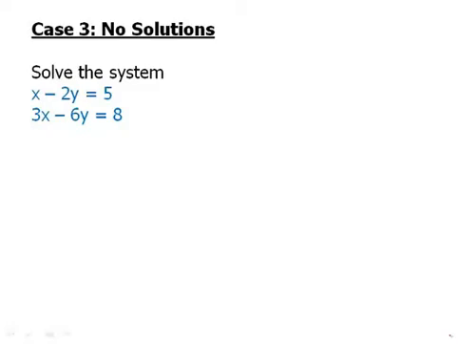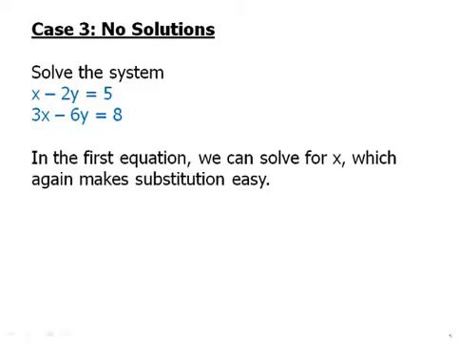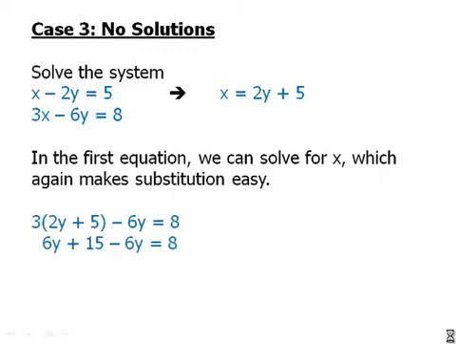Okay, much in the same as the last time. We have an x by itself, so that's a very obvious candidate for substitution. X equals 2y plus 5. Very good. Now plug that into the second equation, distribute, cancel, and what's going on here?